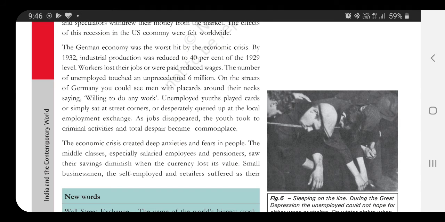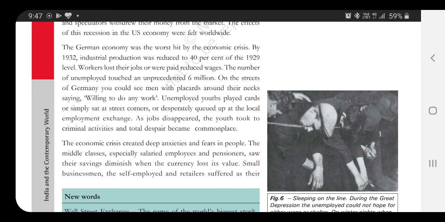Workers lost their jobs or were paid reduced wages. Right? The number of unemployed touched an unprecedented 6 million people. On the streets of Germany, you would see men with placards around their necks saying, willing to do any work. So even educated people of Germany were ready to do the kind of work which could be done by unskilled laborers also. There was widespread unemployment, because of which people were ready to even clean toilets for a penny.